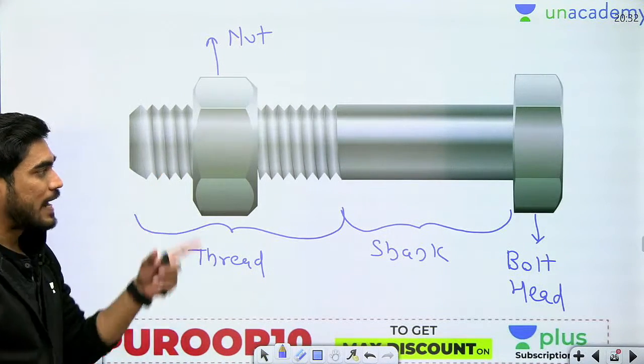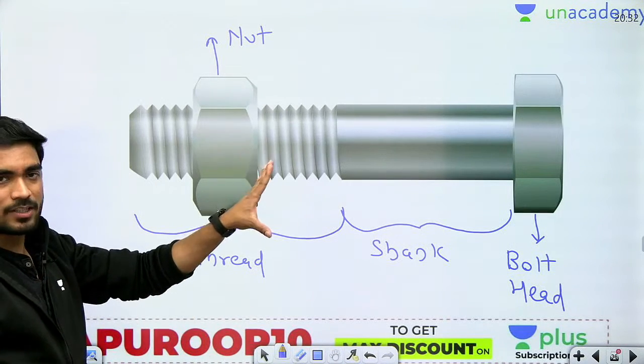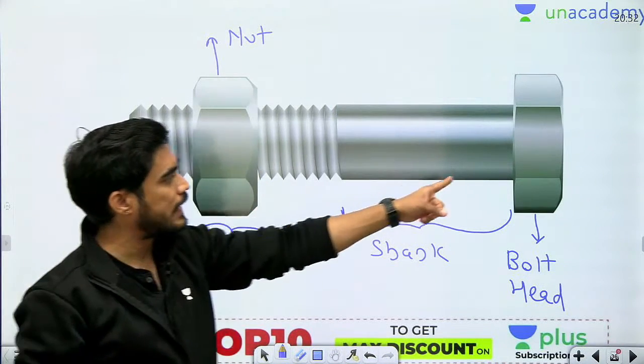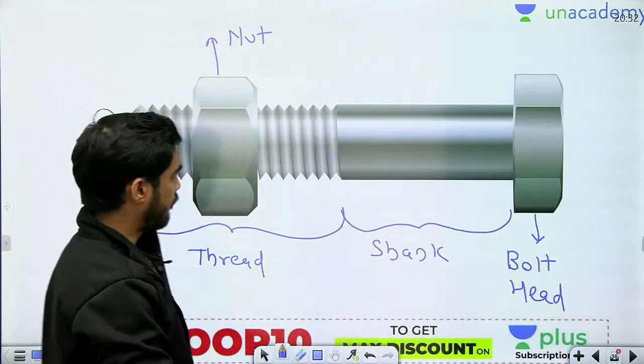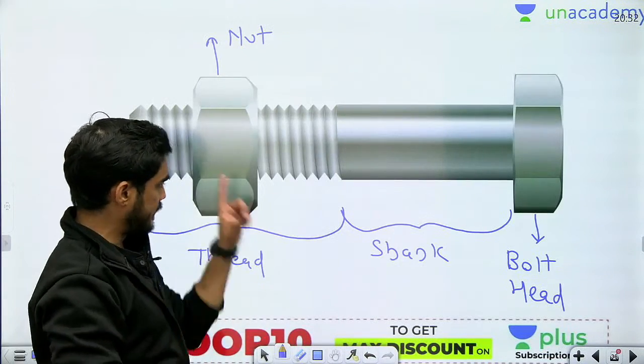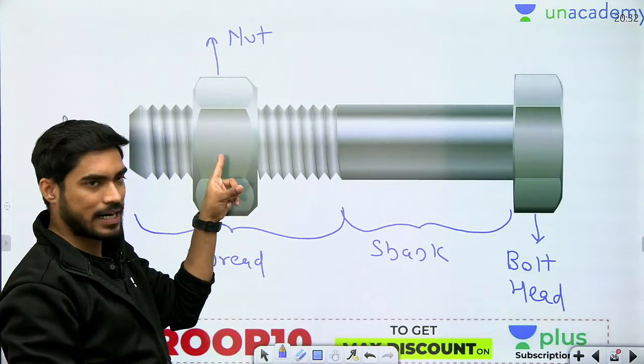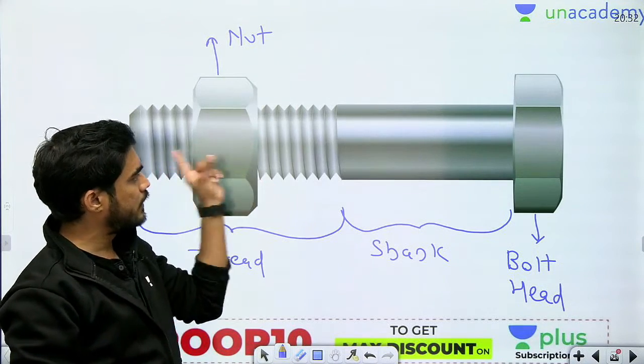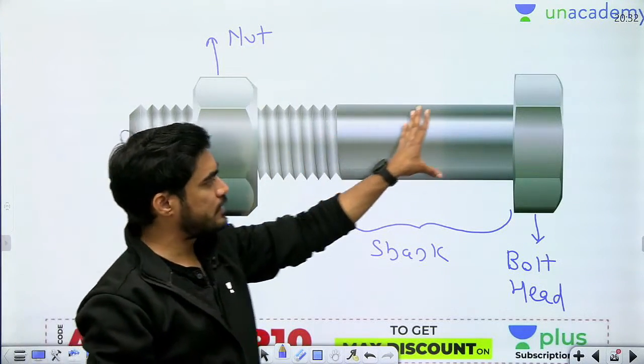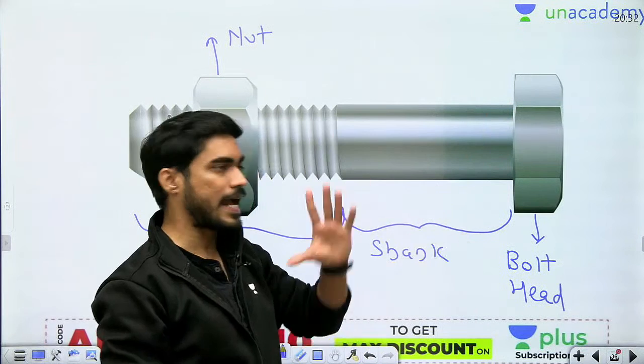Okay, so beta, do you understand the major parts of the bolted joint? This is the bolt head which is already closed. Okay, one end is already closed due to this. Second end को close करने के लिए we put the nut on it. The nut travels on these threads. Some portion is unthreaded, okay, which is known as shank.